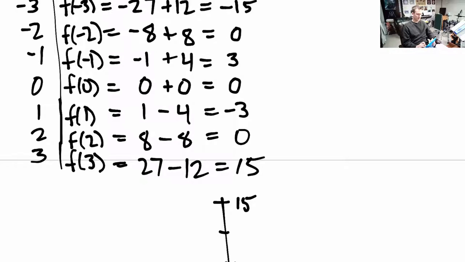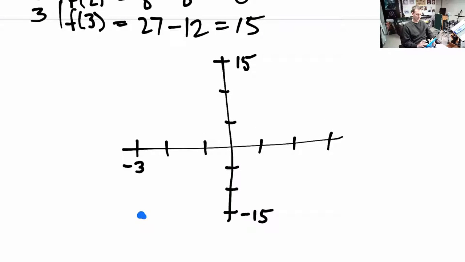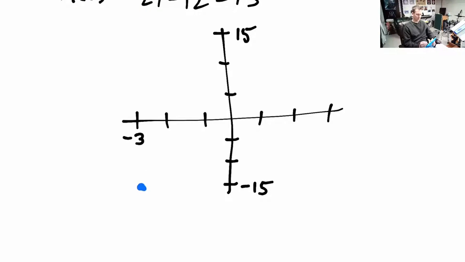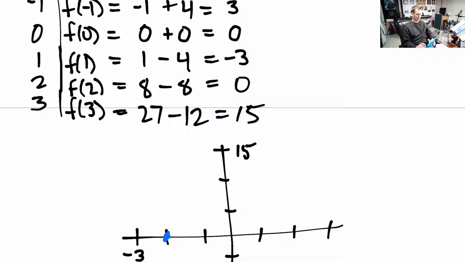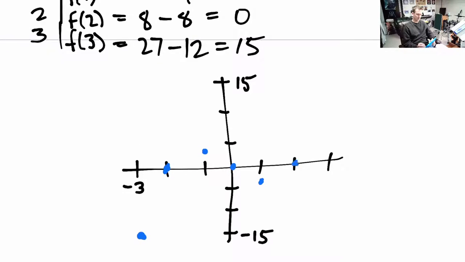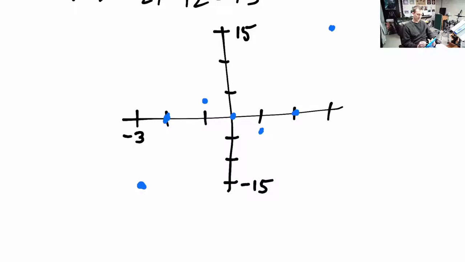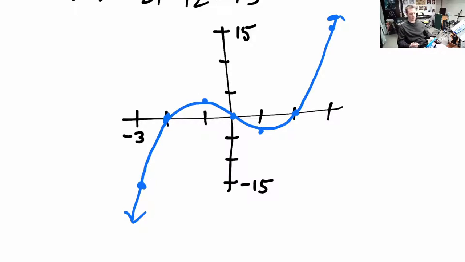And here we go. So we have a few points here. Negative 3, comma negative 15. That's way down here. We've got negative 2, 0. We've got negative 1, 3. Something right about there. 0, 0. 1, negative 3. 2, 0. And 3, 15. So we've got a good estimate here for our graph. This is the graph of f.